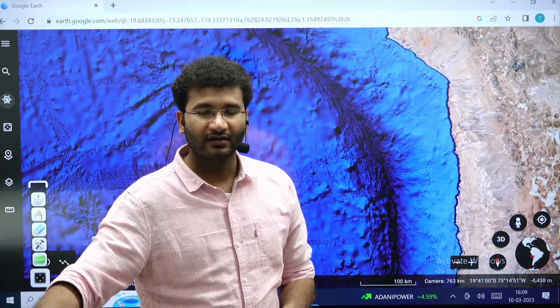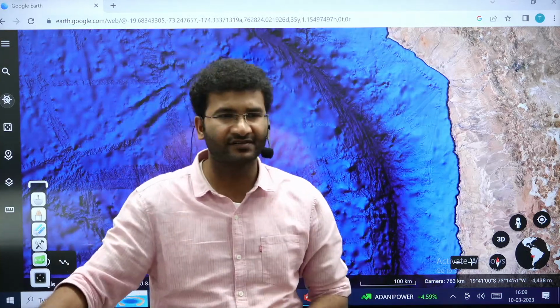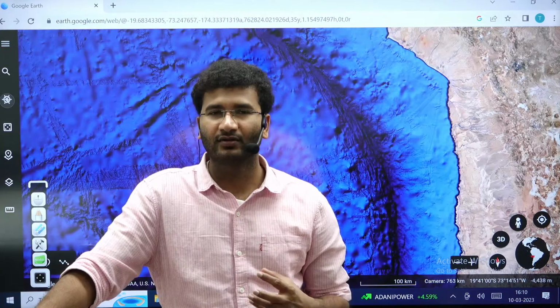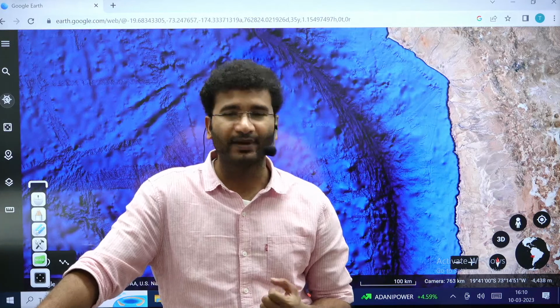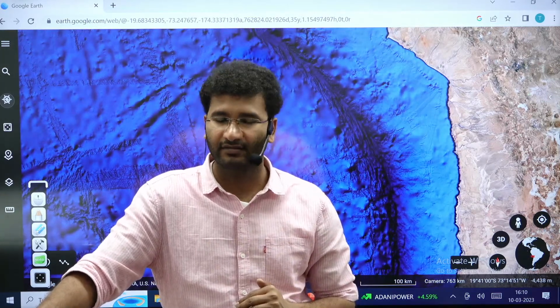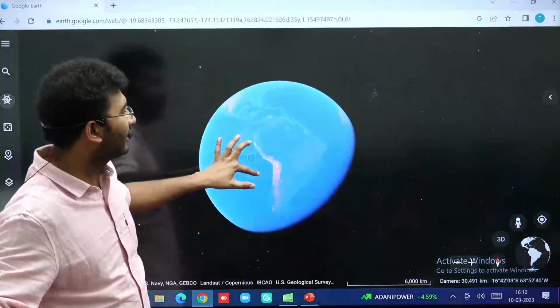Right? Now the continental slope angle will vary from 2 to 5 degrees. On an average, if you look, on active margins the continental slopes are very steep. On passive margins the continental slopes are not very steep. Right? So these are the landforms which you will get to see as one tries to get into the oceans.